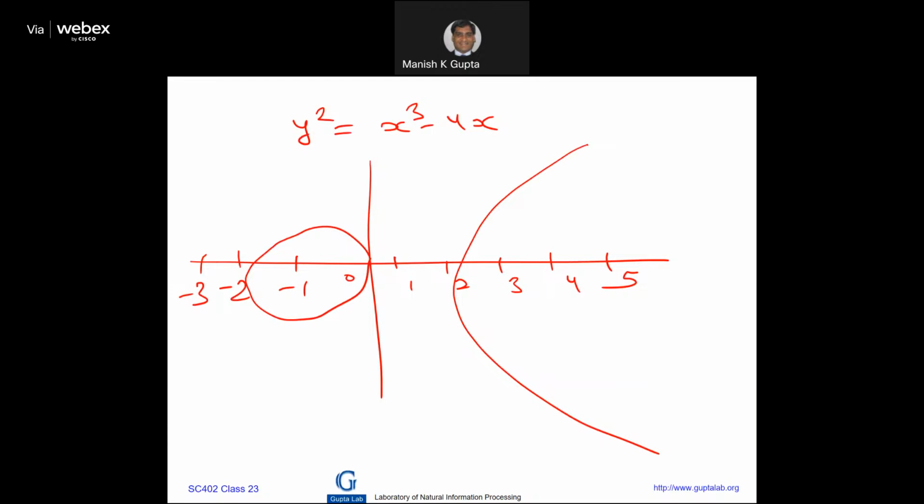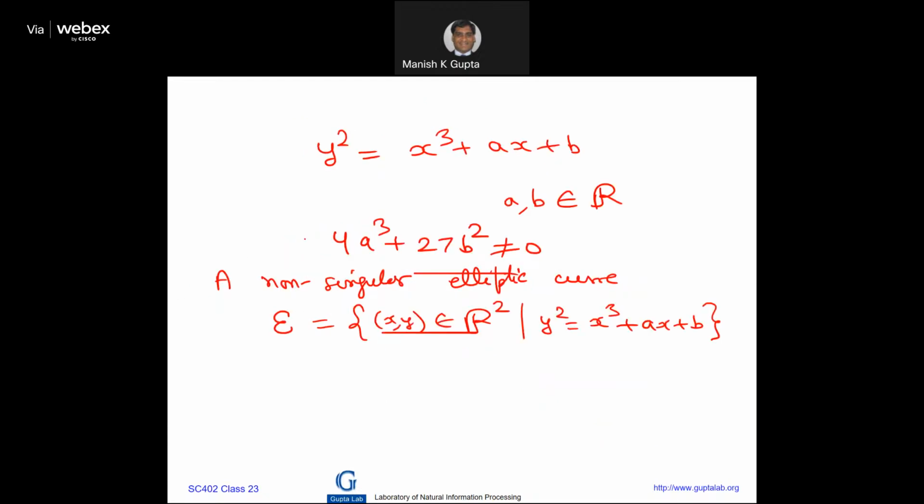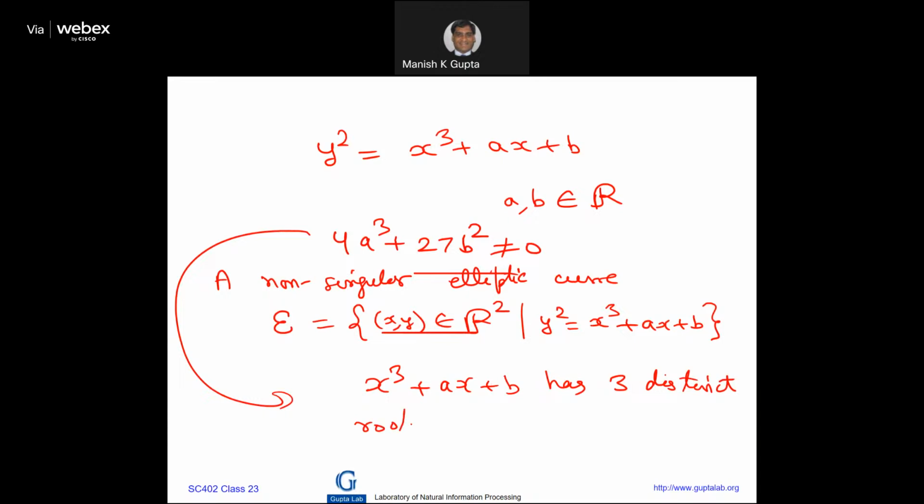So I should mention why this condition was there. The equation x cube plus ax plus b has three distinct roots, maybe in R or C, if and only if 4a cube plus 27b square is not equal to 0. I invite you to prove this fact. I think this much you can prove. So this equation has three distinct roots.